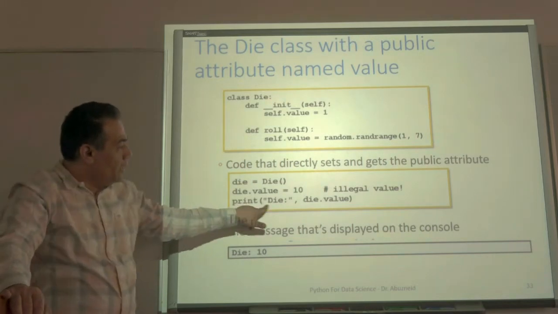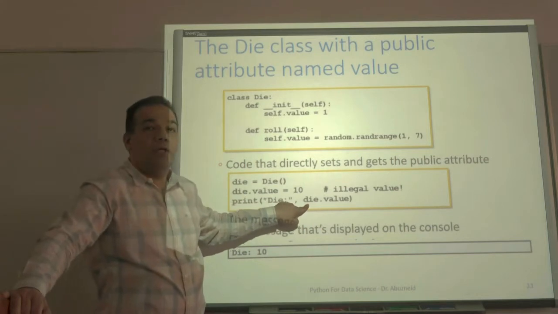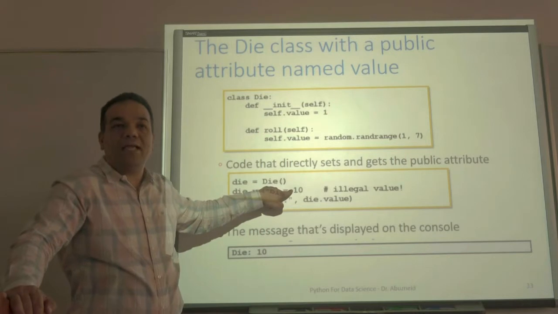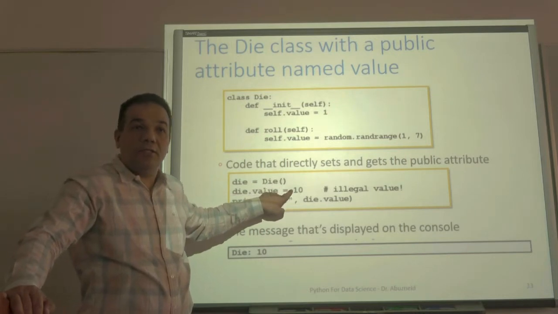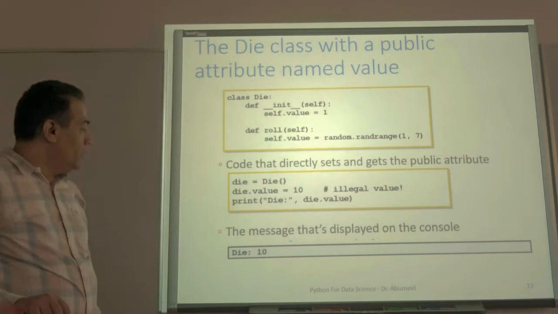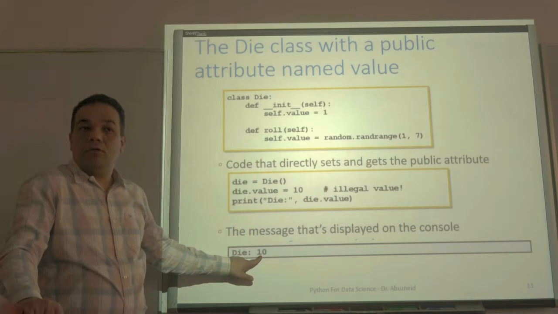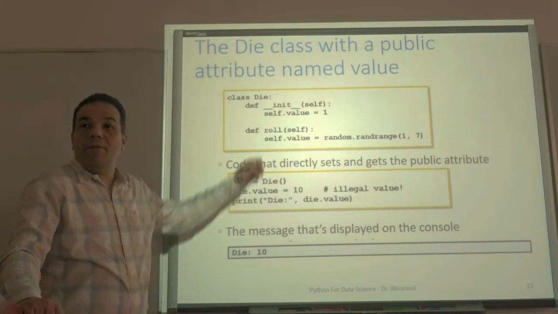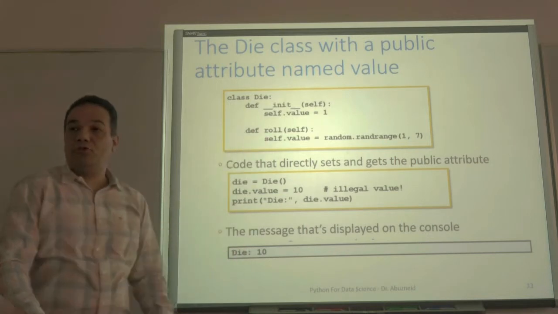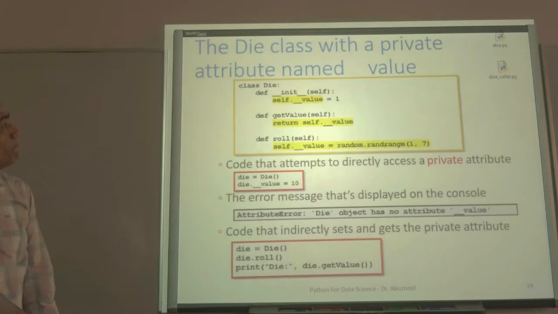So print die.value and then die.value. What does this sentence do? Getter, I'm getting it. In here, what am I doing? Setter, I'm setting it to 10. Setter and getter, that's what we do with the values. Read and write, right? So die.value equals 10. In my program, I was able to do that. That's not how we write a protected program.